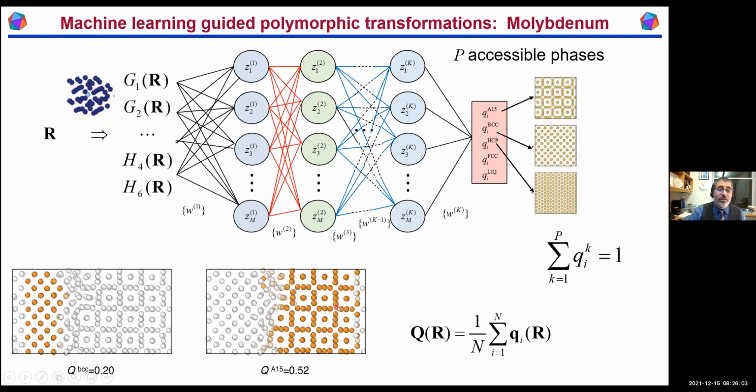In this case, this is the same snapshot showing you BCC and A15 at an interface that may contain other structures. So for example, the global classifier for BCC shows 0.2, and the A15 is 0.52. They don't sum to 1 because you have other stuff in there.